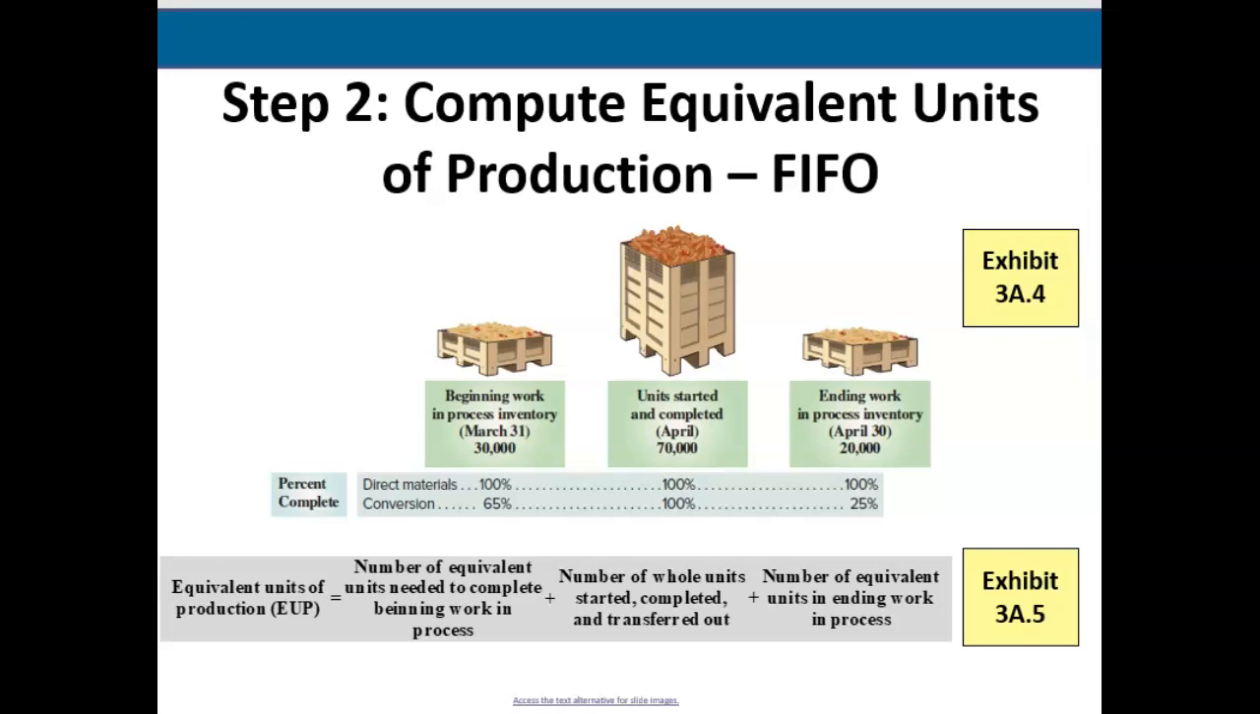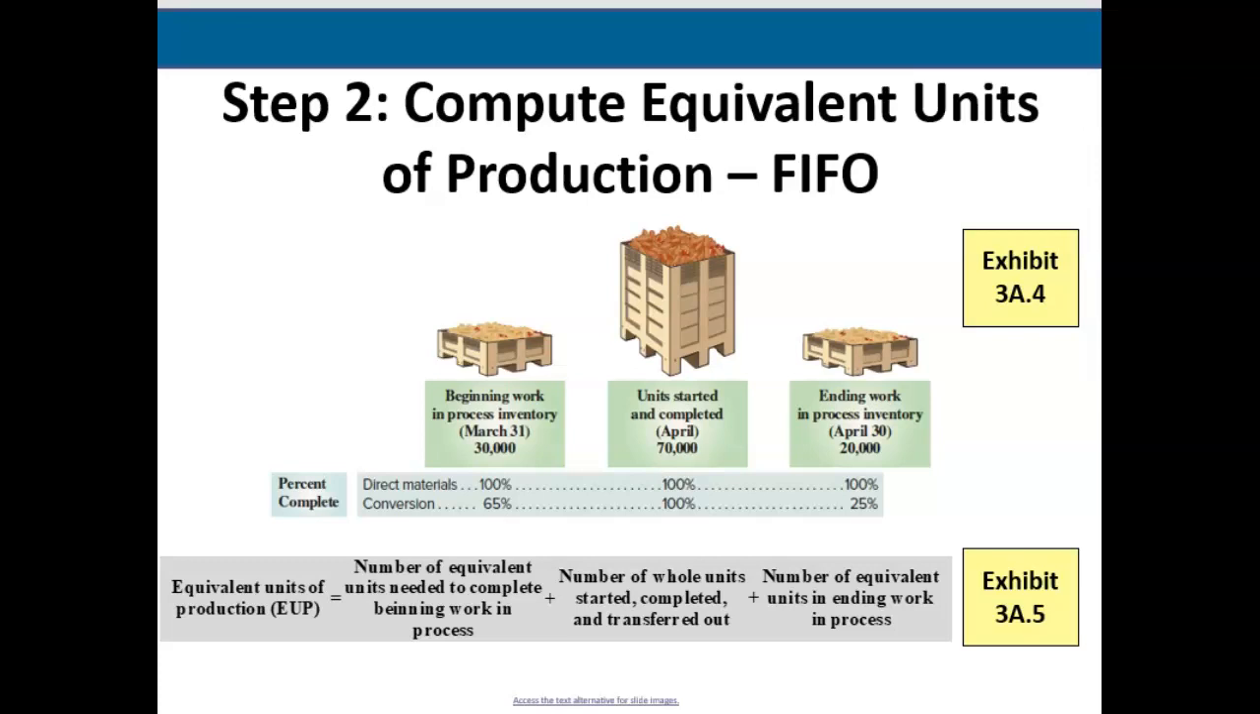We see that the beginning work in process inventory is 100% complete for direct materials, but only 65% complete for conversion. Ending work in process inventory is 100% complete for direct materials, but only 25% complete for conversion. Units started and completed that are sent to the blending department are 100% complete for both direct materials and conversion.